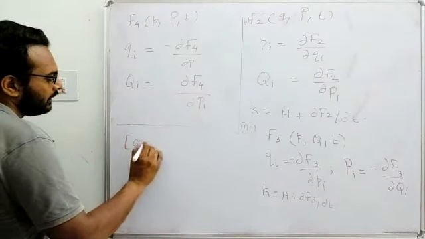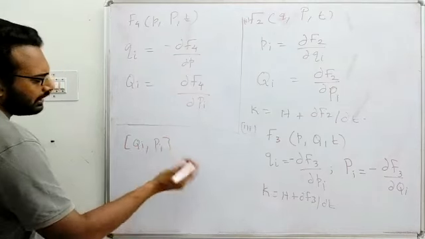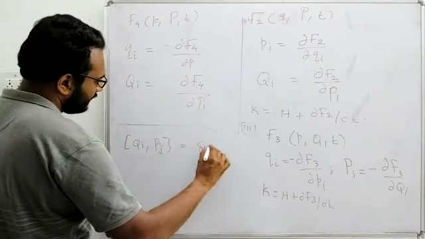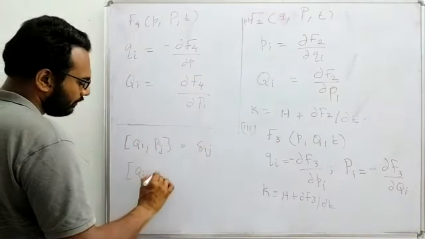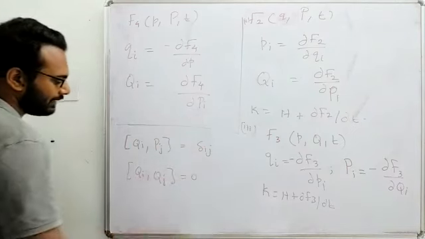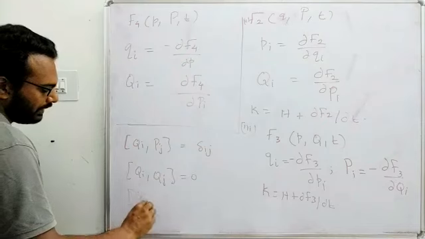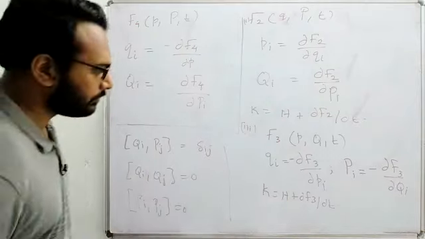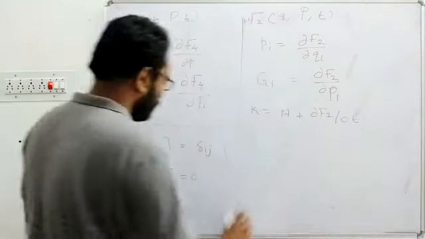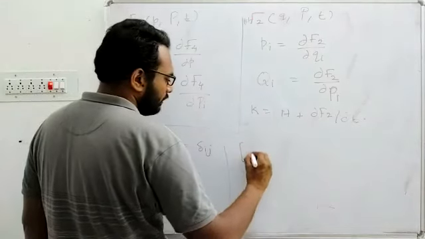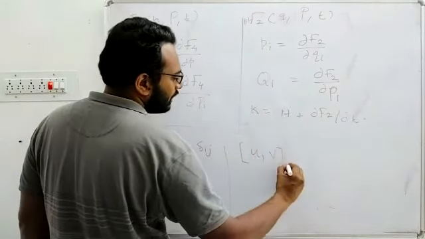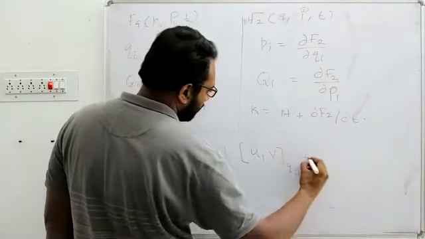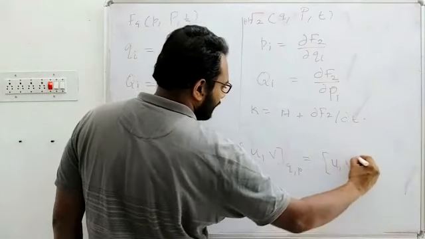We know that Qi with Pj will be delta ij. We don't have to write the subscript because it's invariant. We'll also see that Qi with Qj is equal to 0, just like Pi with Pj will be 0. Also, if you take two functions u and v, whether you take the Poisson bracket in terms of the old coordinates and momenta or the new coordinates and momenta, you'll get exactly the same.